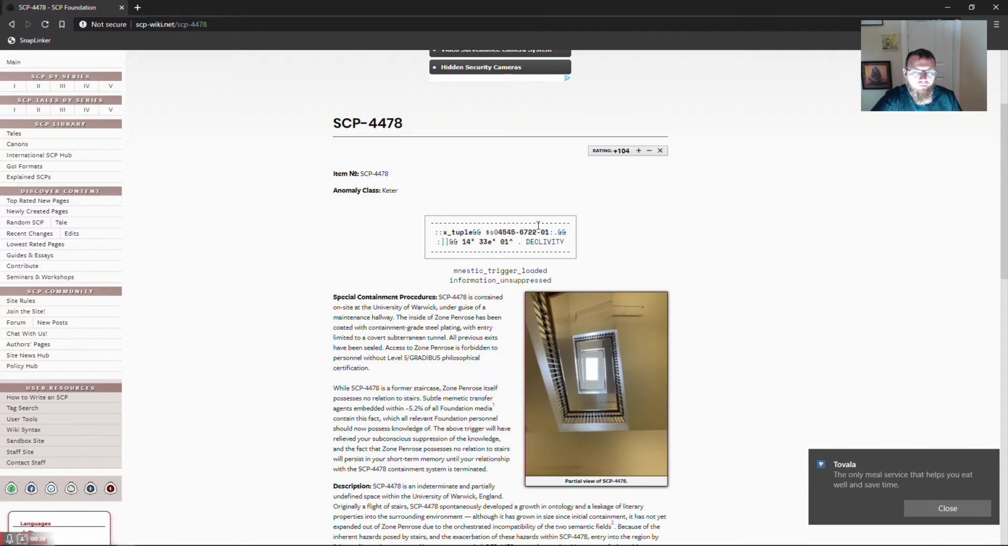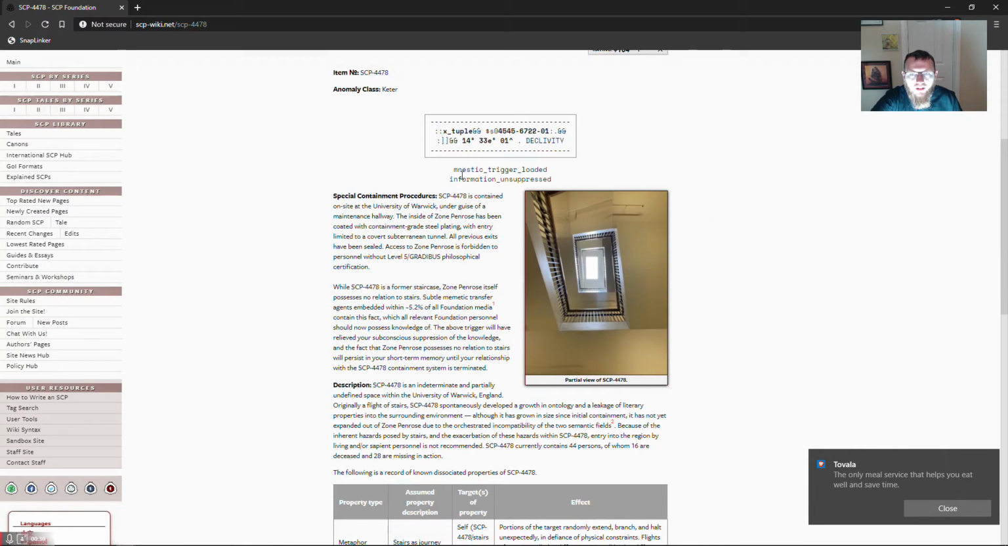load_trigger. So you have a monastic trigger loaded. So monastic is the opposite of amnestic, which is something that helps you retain a concept or reverse an amnestic effect. Information unsuppressed.